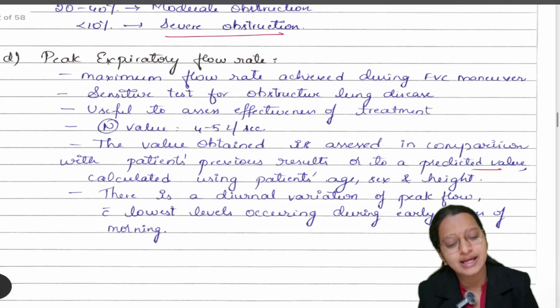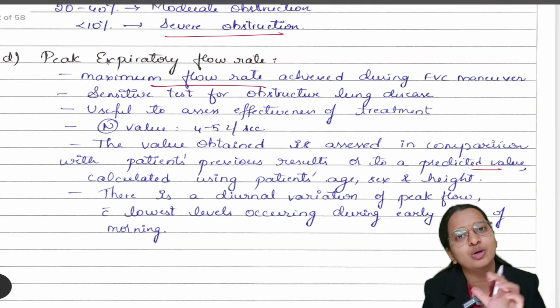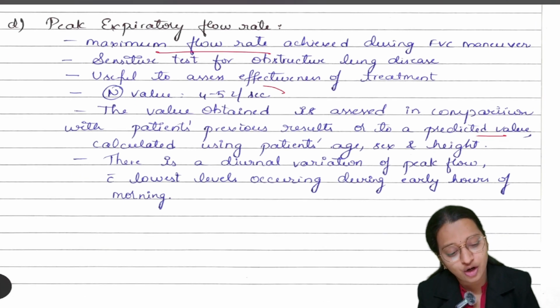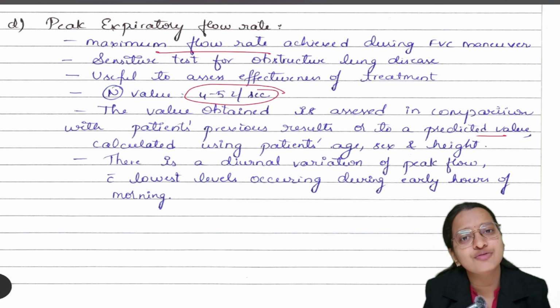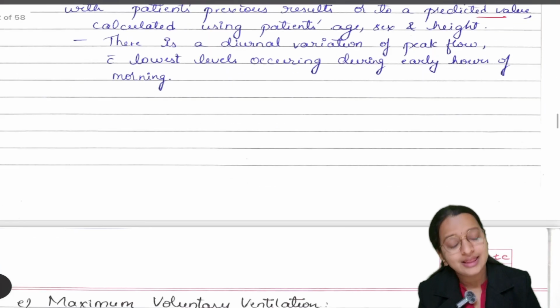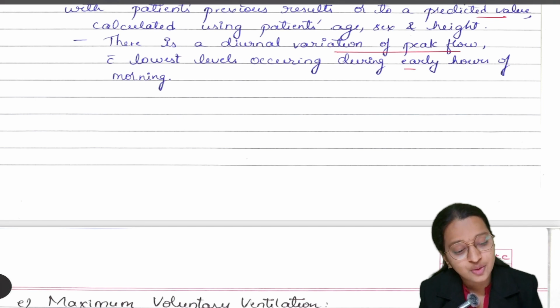The fourth one, peak expiratory flow rate. That means the maximum flow rate during the total maneuver. Okay. So it is sensitive for obstructive lung disease, and the normal value would be 4 to 5 liters per second. And it also says about the effectiveness of the treatment. Okay. And there would be diurnal variation of this peak expiratory flow rate. During the early hours, it will be the lowest.